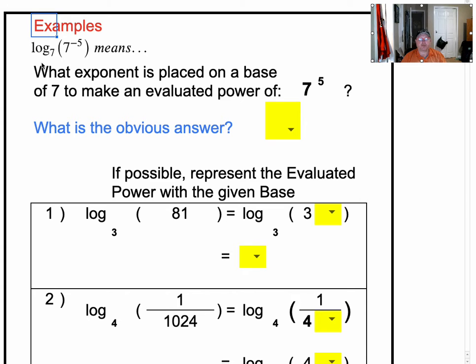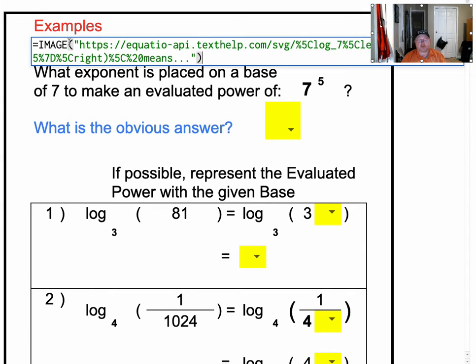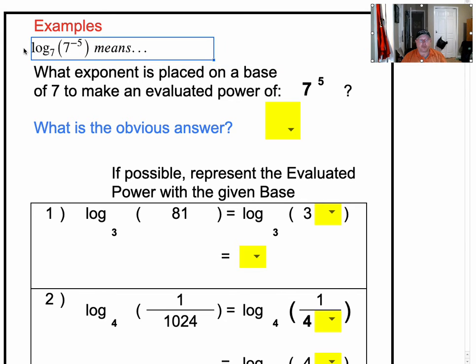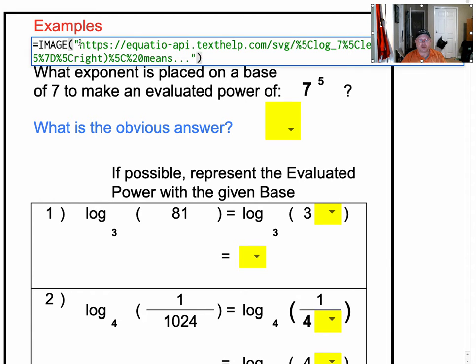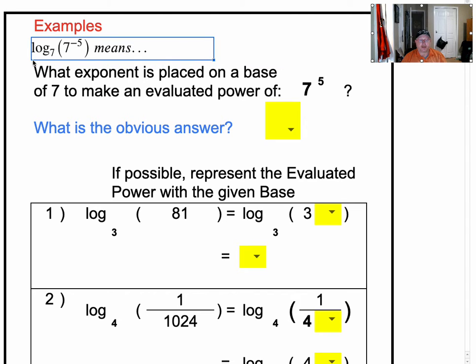Okay, so what does that mean? Well, it means what exponent is placed on a base of 7 to make an evaluated power of 7 to the, oh, whoops, that should have said 5, sorry. Let me just change that. Can we just pretend that that is 5? Not plus 5, not negative 5. So what exponent is placed on a base of 7 to make an evaluated power of 7 to the 5?